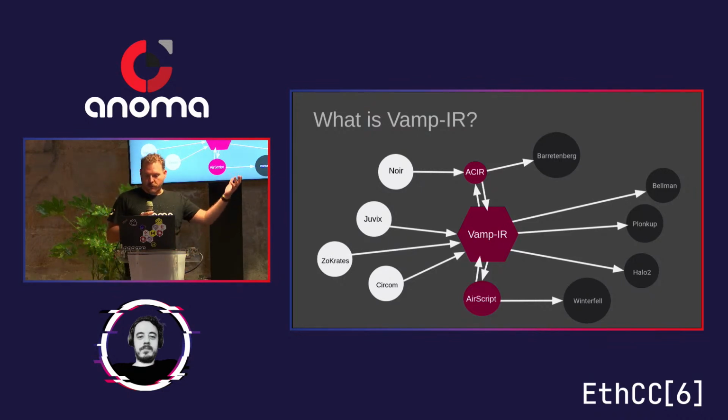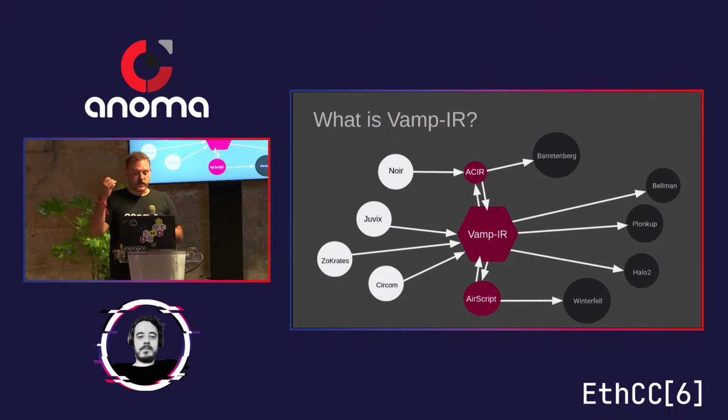And we can compile from Juvix into VampIR and then prove circuits with a couple of different backends right now. Theoretically, we can compile to and from other circuit IRs like ASIR. ASIR is the intermediate representation for circuits in Noir used by the Aztec team. And we also have AirScript as another possible target for compilation to and from VampIR.